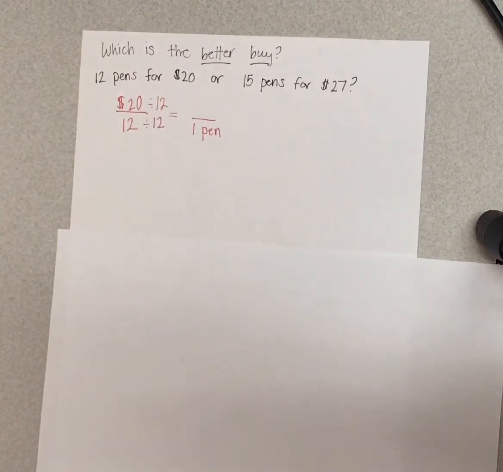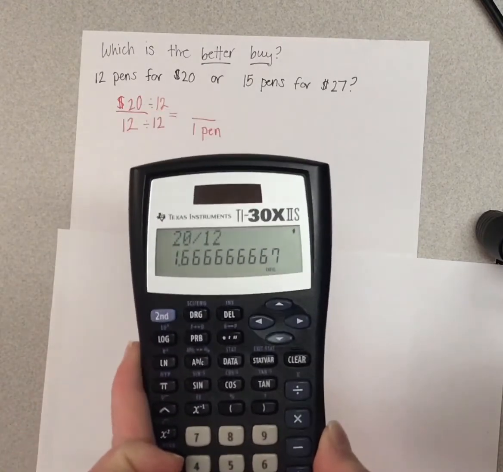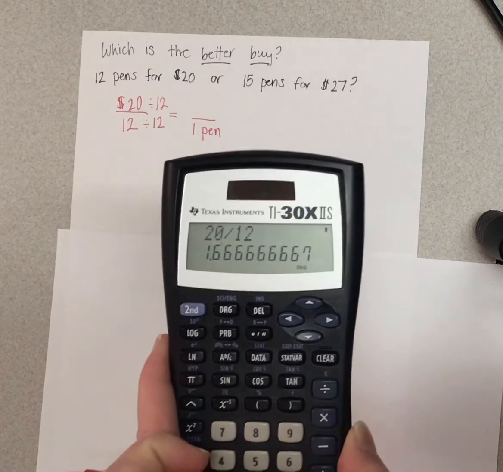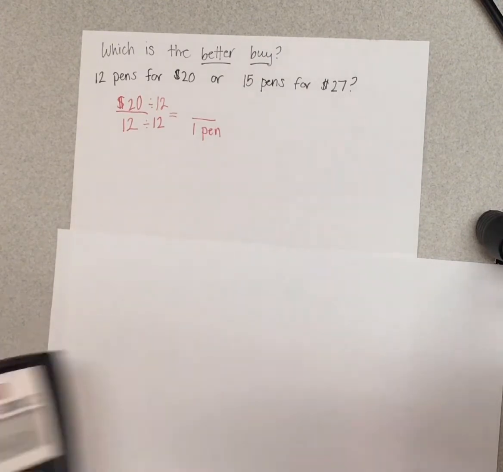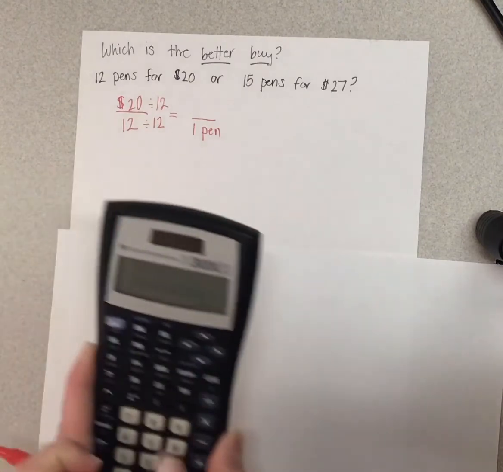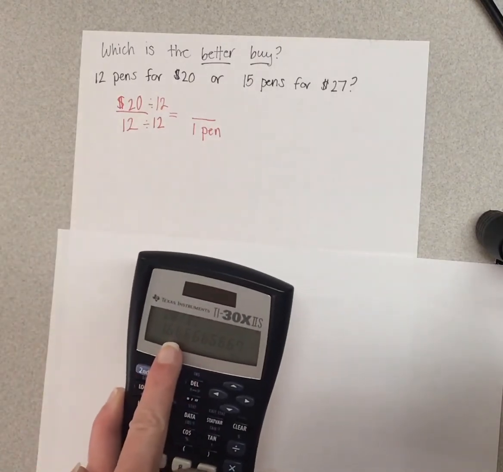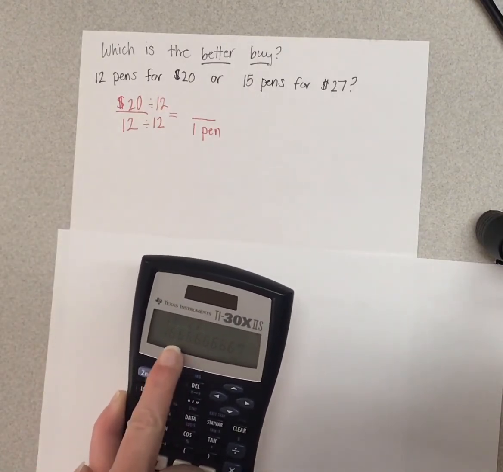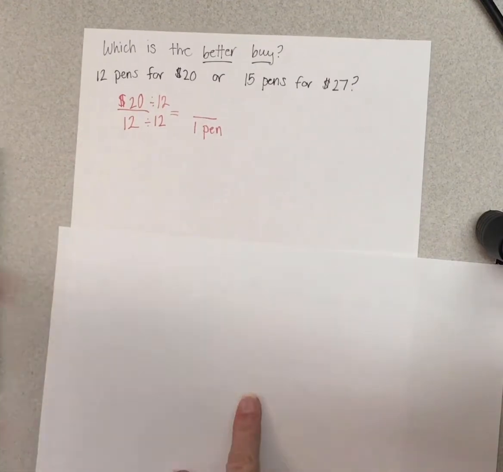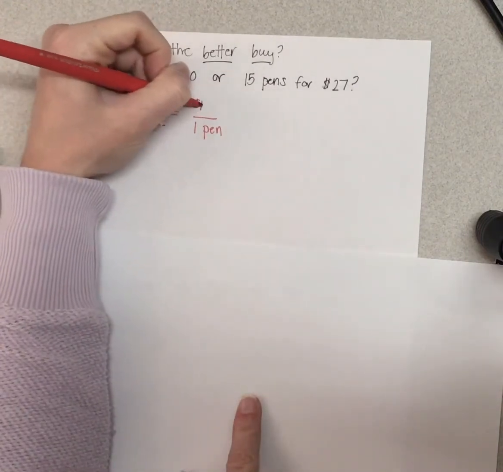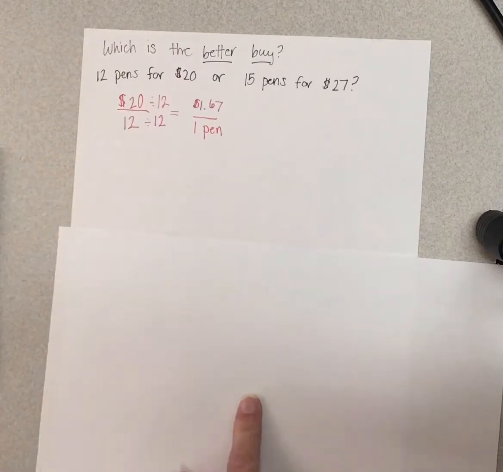Now I'm going to use my calculator to help me with 20 divided by 12 because you'll notice that's not a very clean division problem. So when I do that division, I end up with this decimal, 1.66 repeating. So if I'm thinking about money, since I need to go to the hundredths place and the thousandths place is a 6, I'm going to round that up to $1.67 per pen. That's about how much it would be per pen for our first set.